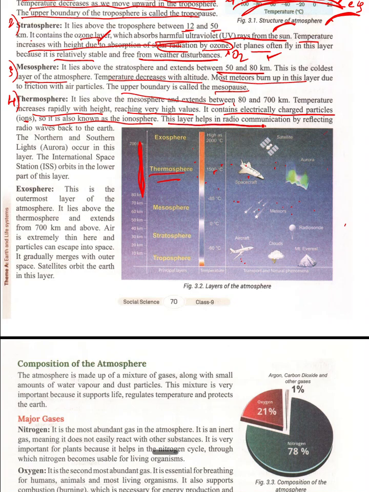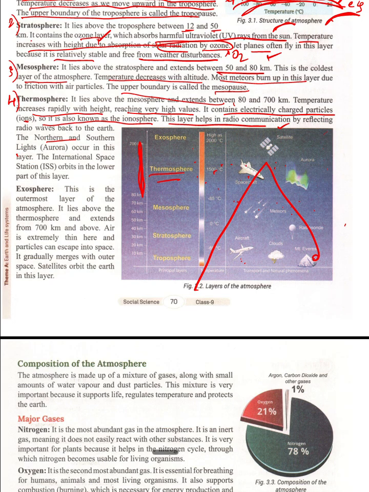This layer helps in radio communication by reflecting radio waves back to the earth. See here, the important thing is that radio waves refract so sharply back, very quickly. So the waves which we are sending from the earth will revert back, which helps in communication. That's what they meant here.